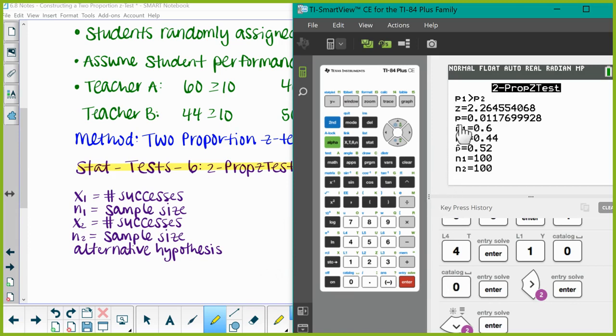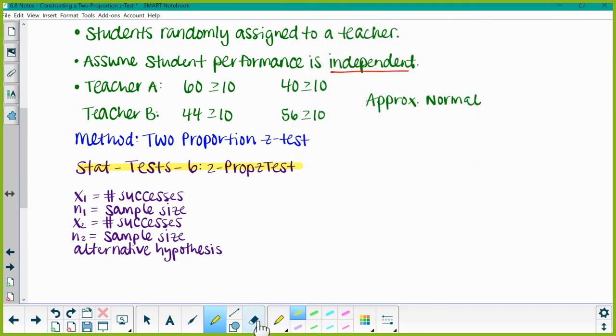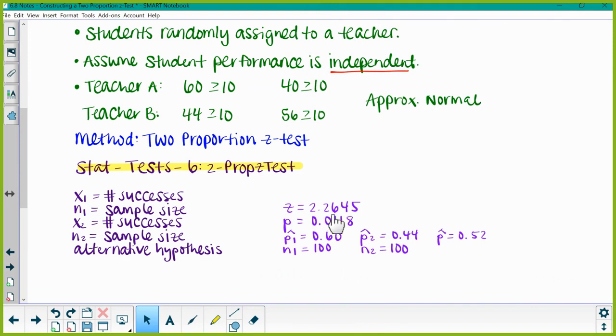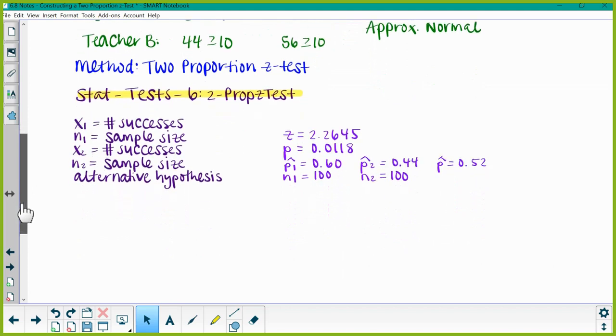It gives me a z-score, gives me a p-value, gives me both sample proportions, gives me p pooled. So this is that p-hat that we had, sample size 1, sample size 2. So what I always like to do is take this entire thing and write it down on my paper. So I'm going to do that. I have z is equal to 2.2645, p is equal to 0.0118. I have all of my p hats. I have my two sample sizes. It took care of all of the algebra for this problem. Much quicker than doing it by hand.